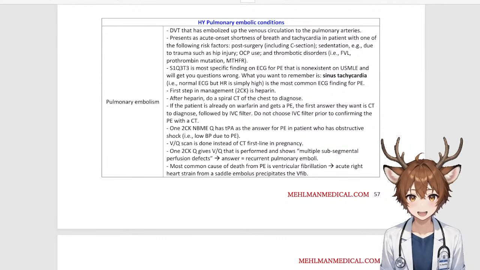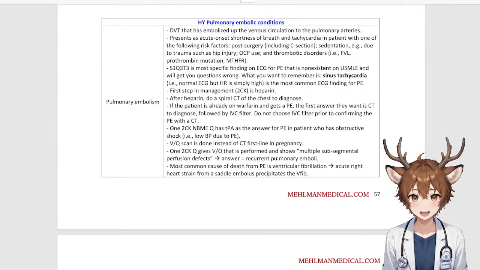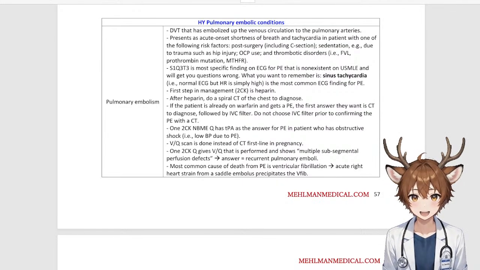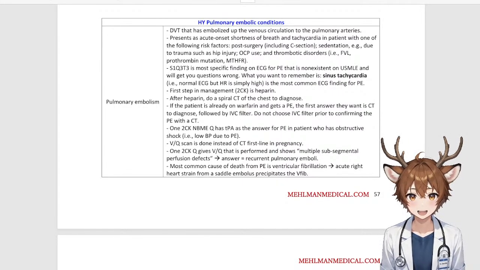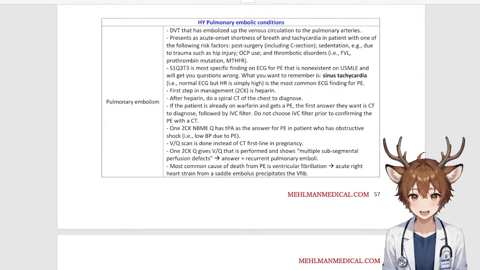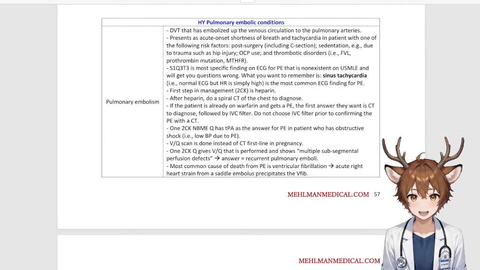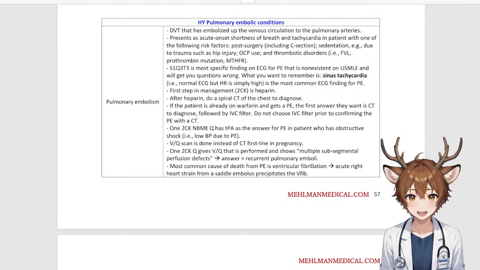So a 2CK NBME question has tissue plasminogen activator, TPA, as the answer for PE in patients who have obstructive shock, that is to say low BP due to the pulmonary embolism. A VQ scan is done instead of CT as first line in pregnancy. On 2CK questions, if a VQ scan is performed and shows multiple subsegmental perfusion defects, the answer should be recurrent pulmonary emboli.